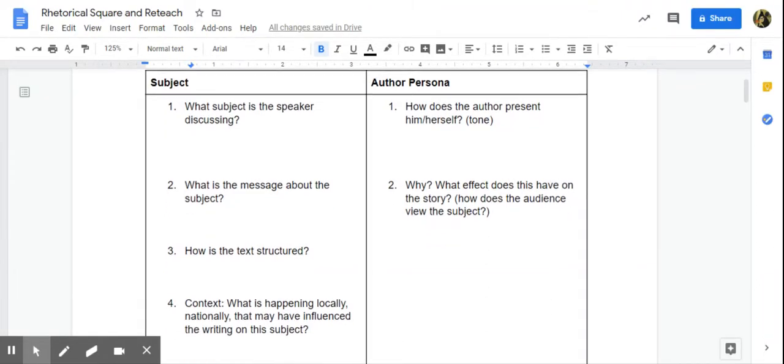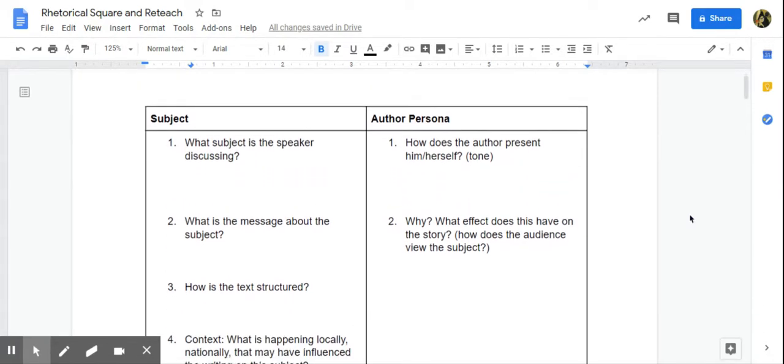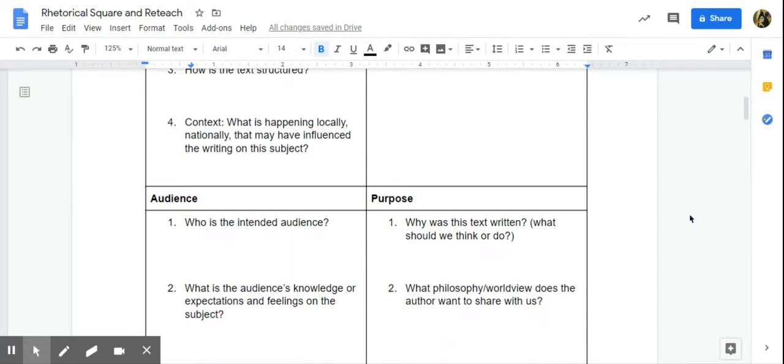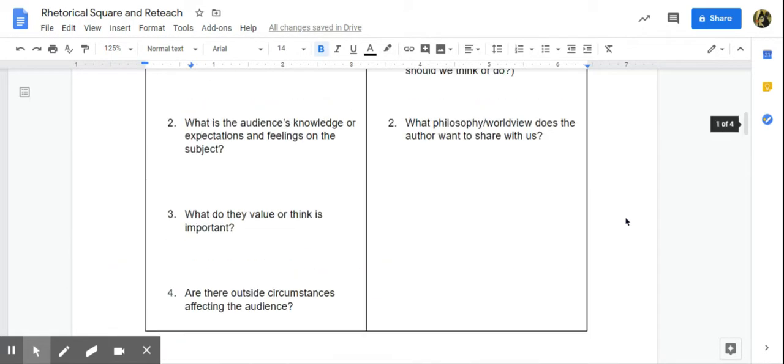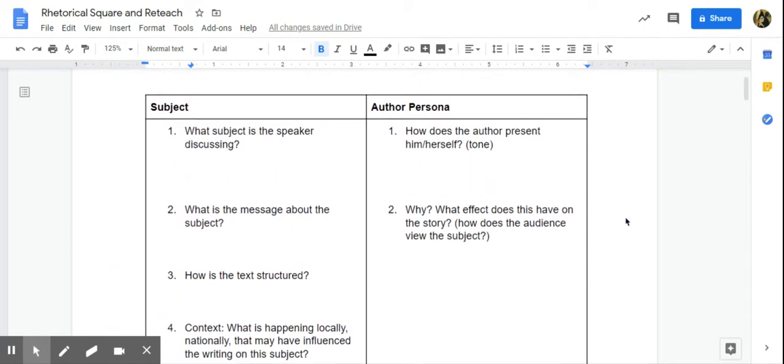Okay, so when you actually log into your exit slip, this is what it's going to look like. It starts off with subject and author persona, the audience and purpose, just like I showed you guys in the PowerPoint. And then down here, we're going to have some reteach questions. So I'm going to very quickly go over this.